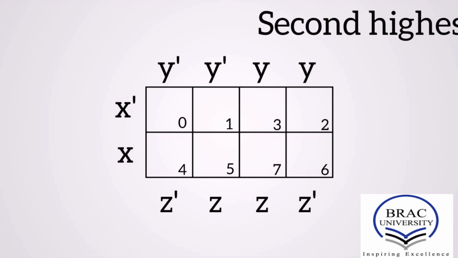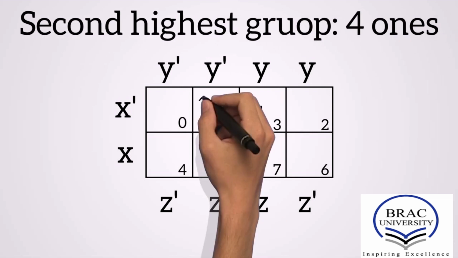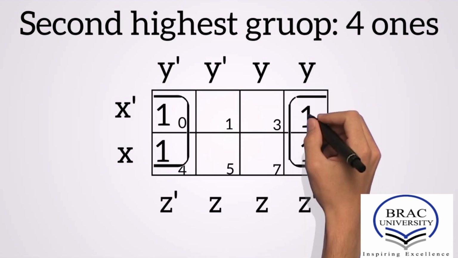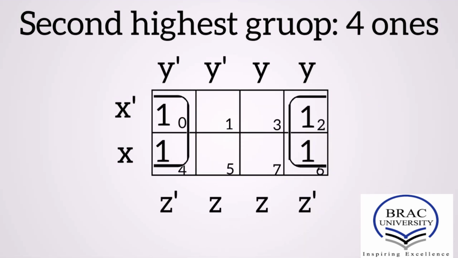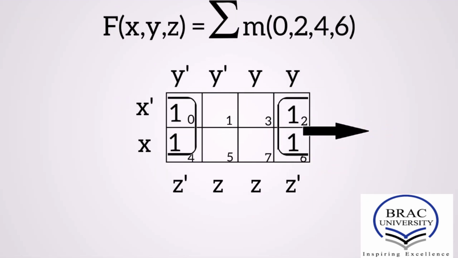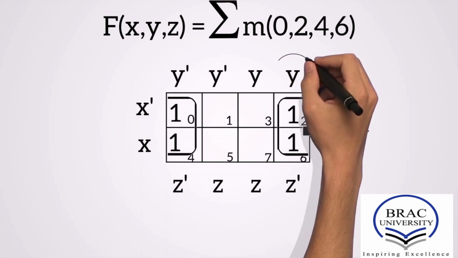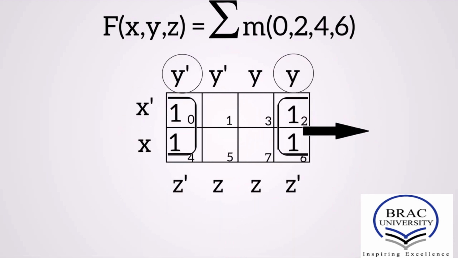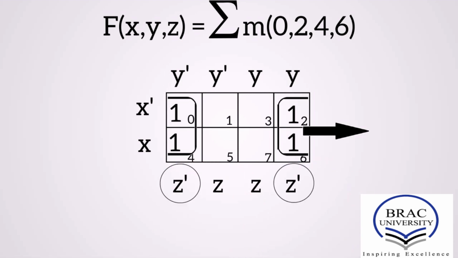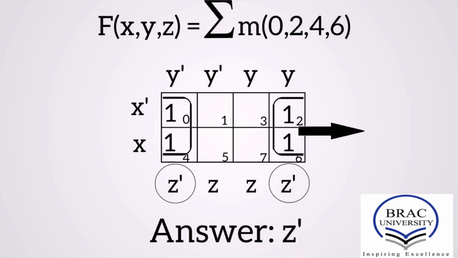Next, we can make groups of 4 ones. The 4 ones must be in adjacent positions. We can also fold the corner and make those ones into groups of 4. So if we try to assign a value to this group, we see that x and x prime are not common. Y and y prime are also not common. But z prime is common for the 4 ones. So our answer is z prime.